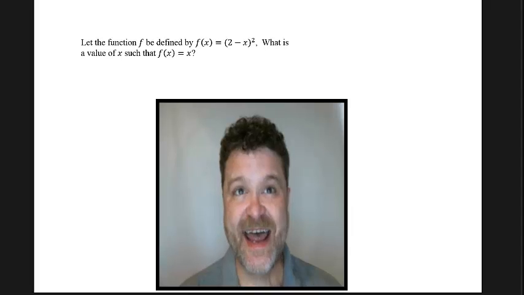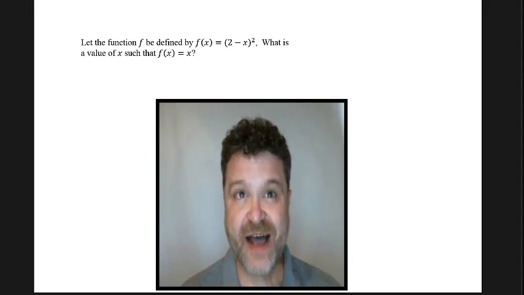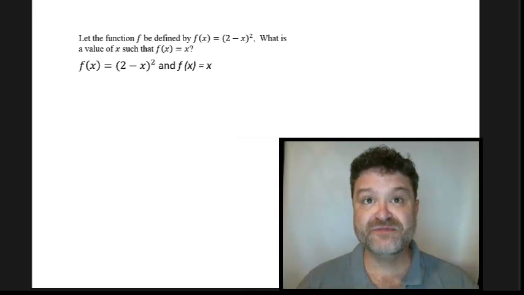As stated, I have let the function be defined by f(x) equals (2 minus x) squared. And I'm asked what is a value of x such that f(x) equals x. So I take the two pieces of information I have, f(x) equals (2 minus x) squared, and f(x) equals x, and I set them as equal to one another. So (2 minus x) squared equals x.